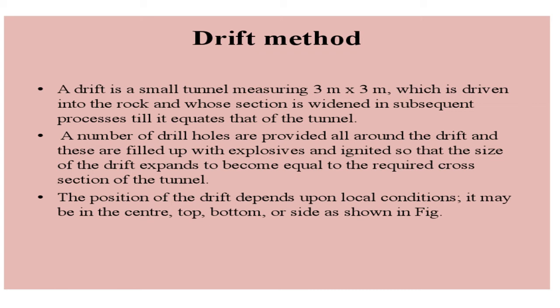So around the drift, around the small tunnel, drill holes are made, and inside the drill holes explosives are filled and then ignited, and once they are ignited, what happens? The drift can be expanded, and along the cross section the same thing can proceed, and like that the entire tunnel can be made. The position of the drift, the smaller tunnel which is being used for making the bigger tunnel, depends upon the local condition.